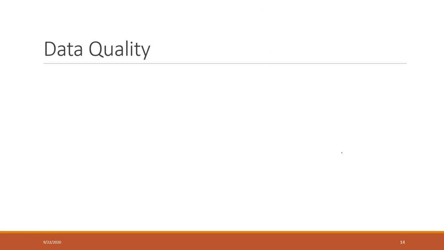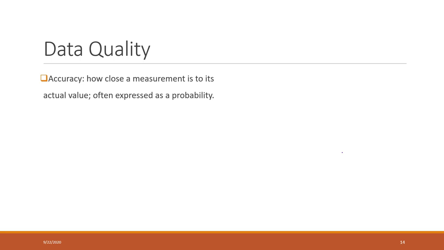The last thing that I want to talk about is data quality. Data quality is actually a very simple concept. Basically, we talk about accuracy. Accuracy is how close your measures are to the right value, the true value. Precision is how consistent your measures are, or the variance of your measures.